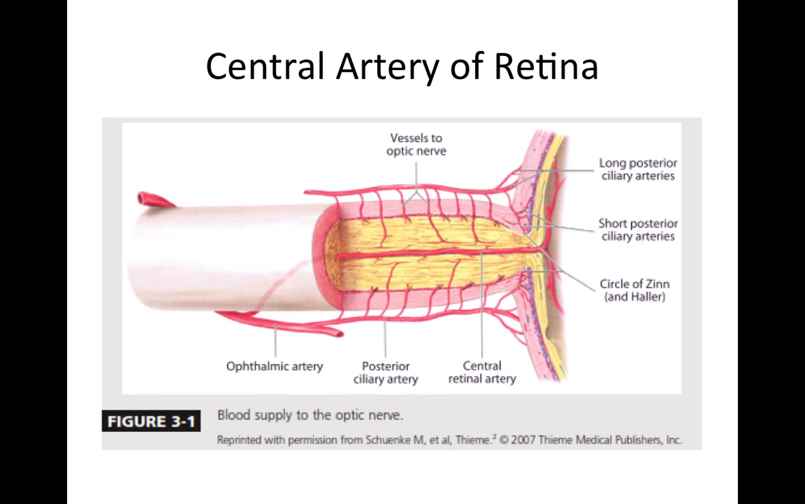And this is also an end artery, so there's no anastomosis with other vessels. Therefore, if it is compromised, this will result in blindness because there is no additional blood supply to this area of the eye.